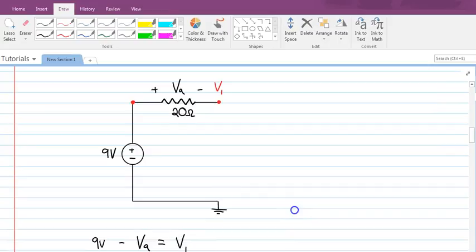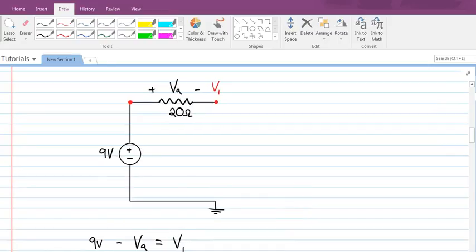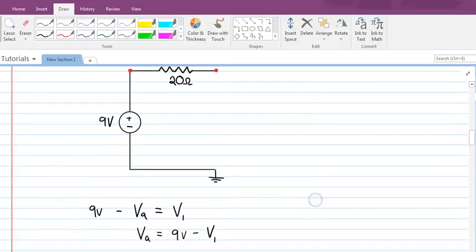And that's what I've written here. 9 volts minus VA is equal to V1. 9 volts, which is the voltage on the left of the resistor, minus VA, which is the voltage drop across the resistor, has to be equal to V1. And if we isolate that expression for VA, we see that VA is equal to 9 volts minus V1.